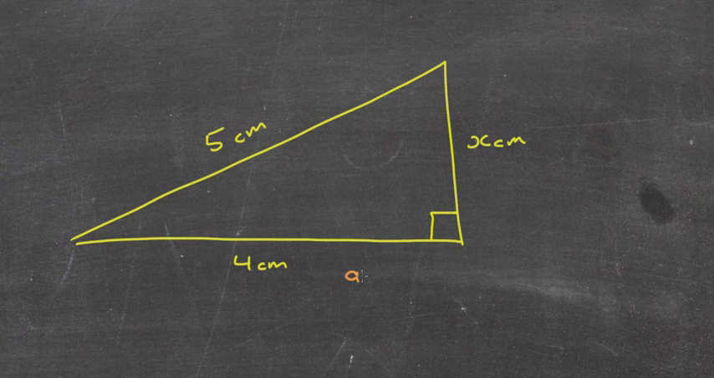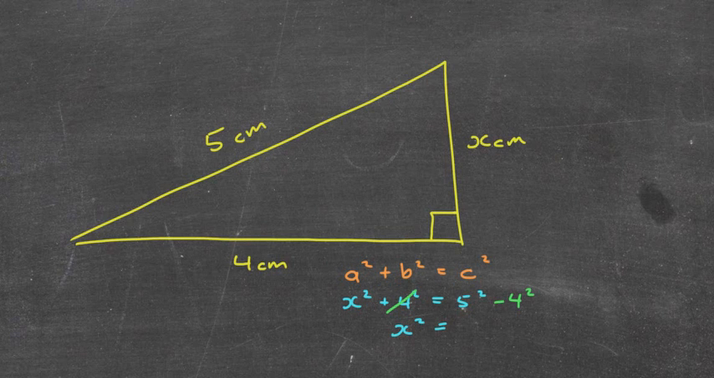Well, we know the rule is a squared plus b squared equals c squared, where a and b are the two smaller sides. So I'm going to put in for the two smaller sides, the 4 and the x, or x and the 4. So I'm going to put in x squared plus 4 squared equals 5 squared. Now, I don't want to have x squared plus 4 squared. What I want to have is just x squared equals. So how can we get rid of that plus 4 squared? Well, hopefully you said the opposite of plus 4 squared is minus 4 squared.